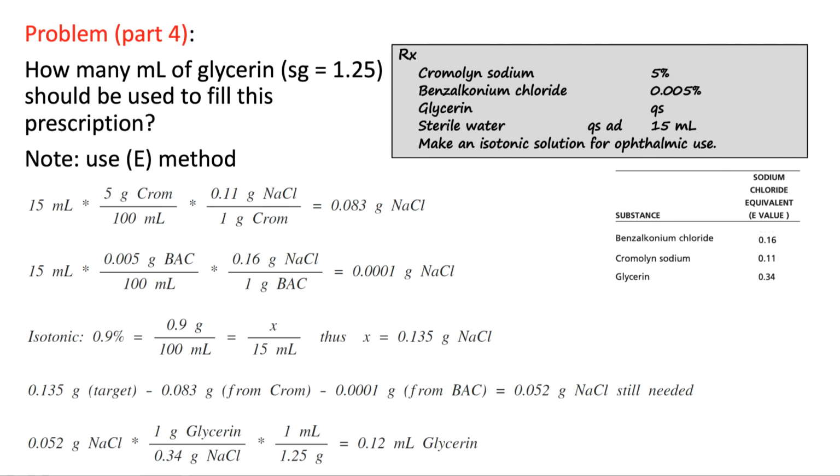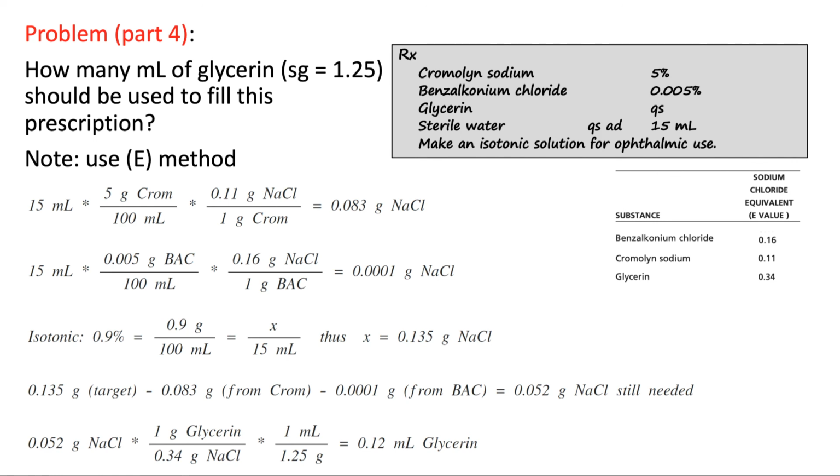And remember, the whole point of this question was to calculate how much glycerin we need. The amount of glycerin we need is the amount that provides us the equivalent amount of 0.052 grams of sodium chloride. So let's start with that amount, the 0.052 grams of sodium chloride, multiply it by the E value for glycerin, expressed though as 1 gram of glycerin on top per every 0.34 grams of sodium chloride. That way the units of grams of sodium chloride cancel, and now I've calculated the weight of the glycerin I would need. However, I want to determine the volume I'll need to use to compound.